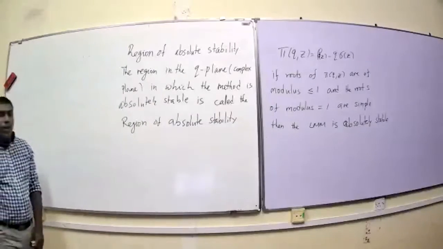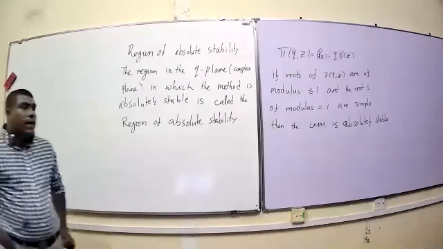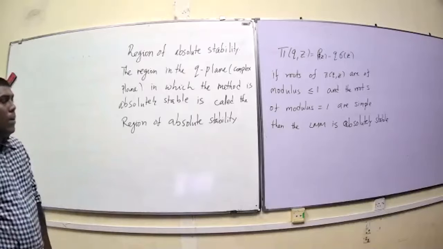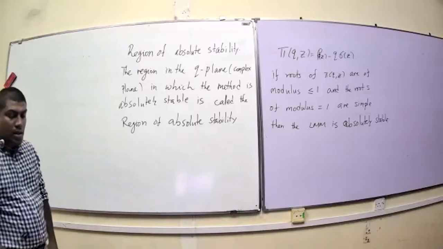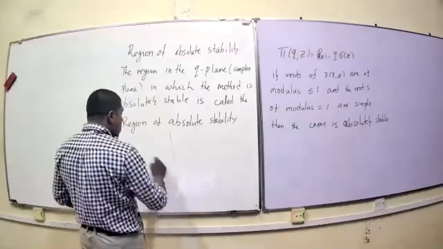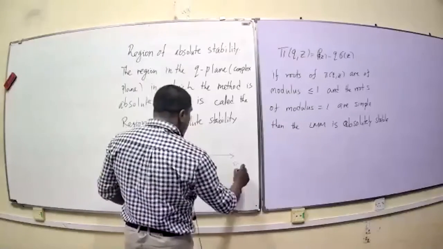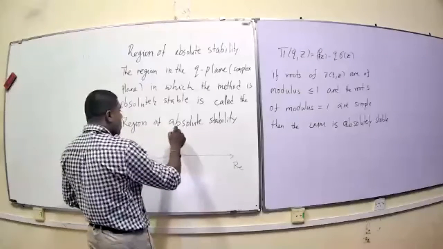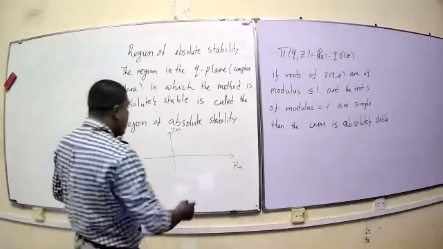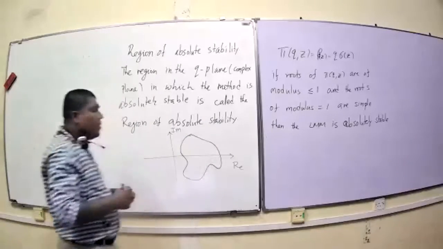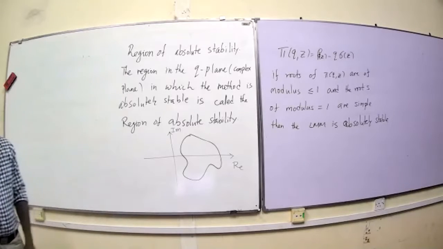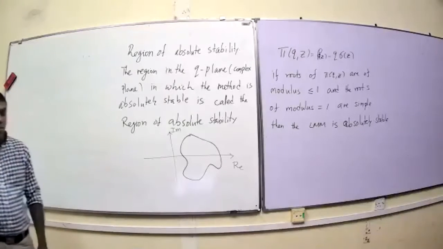Right, so the region on which the method is absolutely stable. Obviously that should be a region of q, or basically a complex plane, that is called the region of absolute stability. So since q is a complex number, you will always have a real and imaginary part, right? And then you will have the region of absolute stability. This you can plot according to the numerical method we are working on.